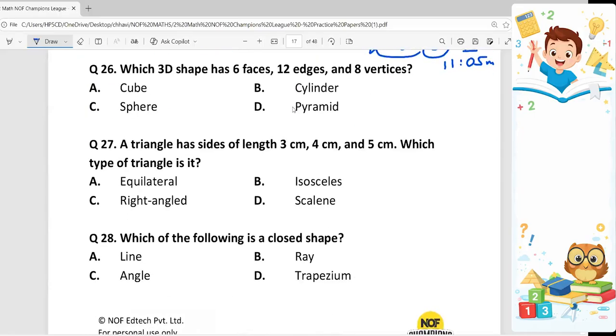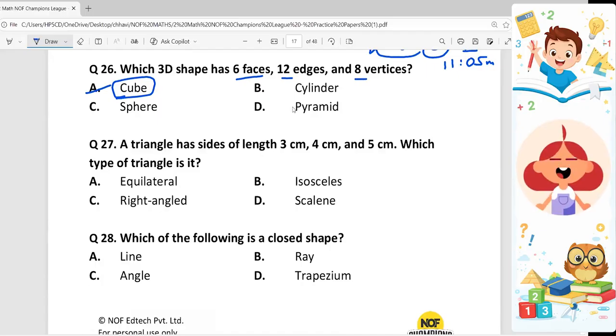26th. Which 3D shape has 6 faces, 12 edges, and 8 vertices? So 6 faces, 12 edges, and 8 vertices. The shape is a cube. A cube has 6 faces and 12 edges, and also 8 vertices. So option A is the correct answer.